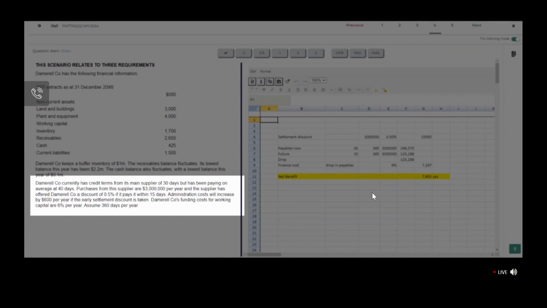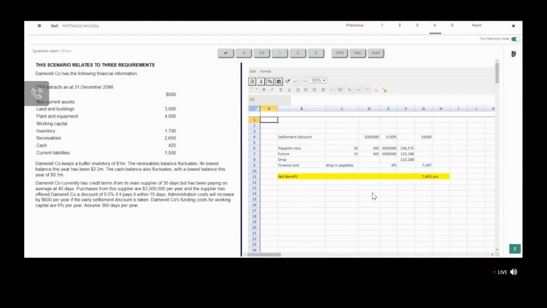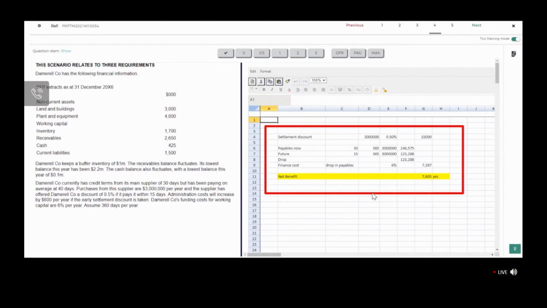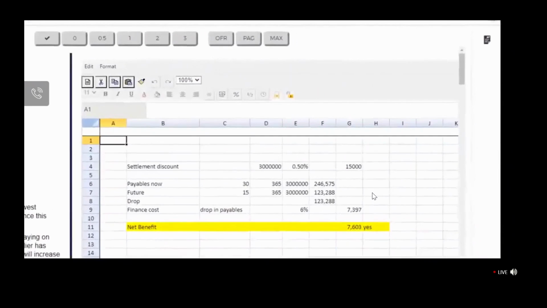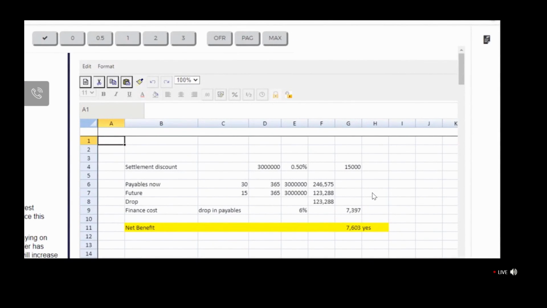Always read to the end of the question. So if we look at what this candidate's done, they've used the spreadsheet functionality beautifully. It's clearly laid out, it's clearly labelled, and I can see the follow-through calculations to be able to give them some follow-through or own figure marks. So now let's allocate those marks. That settlement discount has been calculated accurately, and that gets 1 mark.